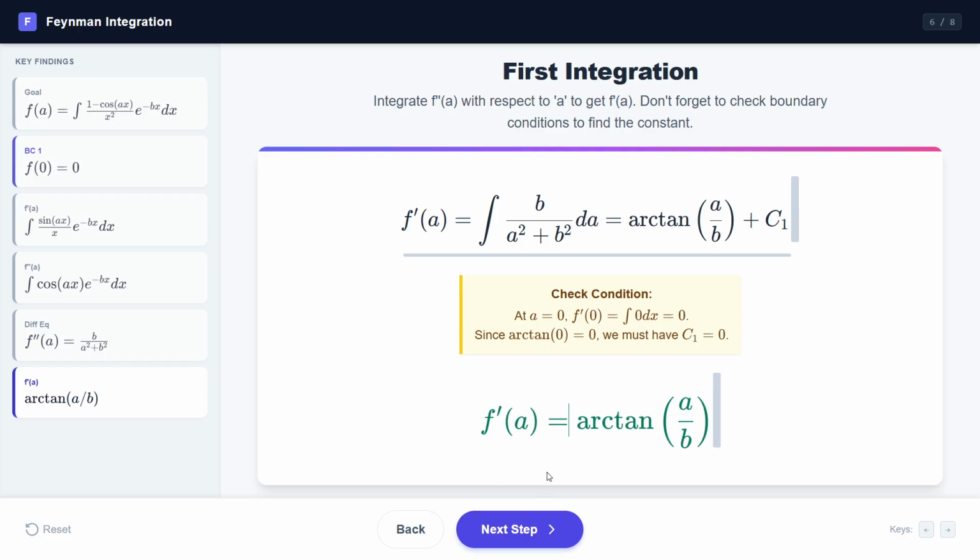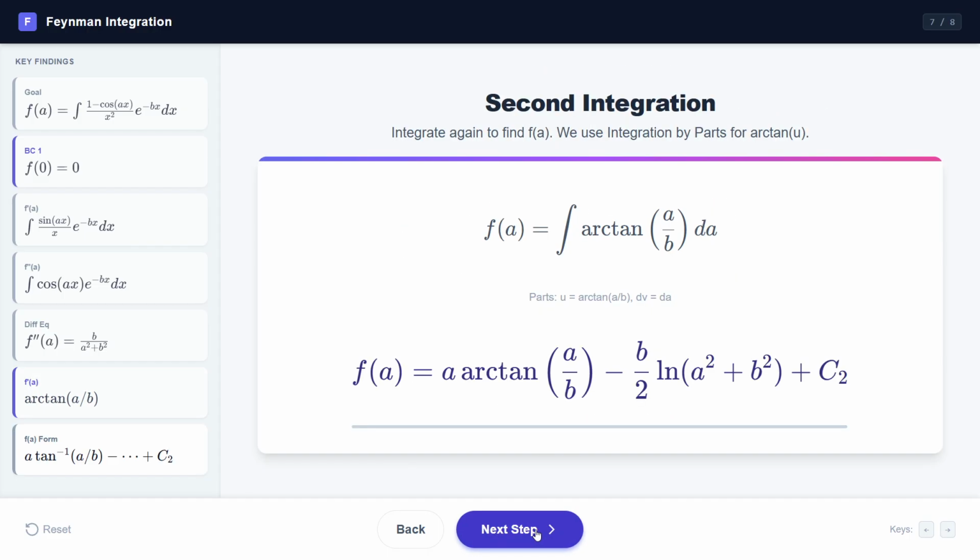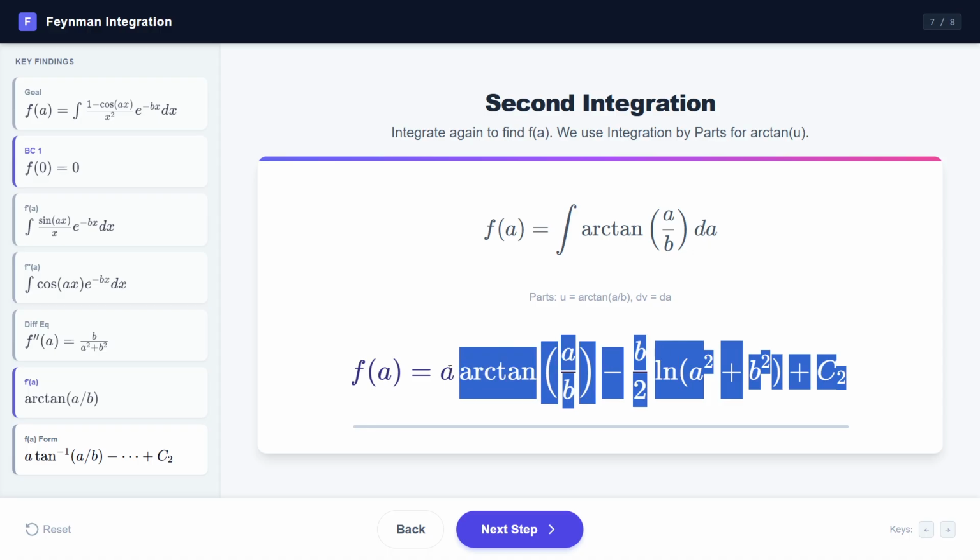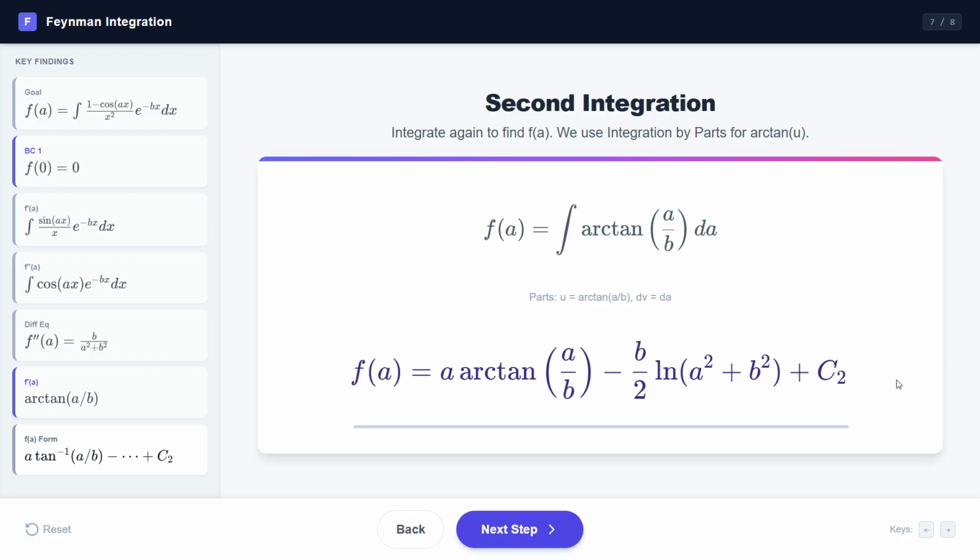So we integrate one more time to get back to our original f of a, and that's our answer. So integrating one more time, now we have to integrate this. That's not so easy. You can do it like this. Here's the hint: u is equal to arctangent a over b, and dv is equal to dA. So you're going to use integration by parts on that, and you should arrive at this. Again, that's standard calculus 1 techniques. A lot of people would learn that in high school in calculus BC.